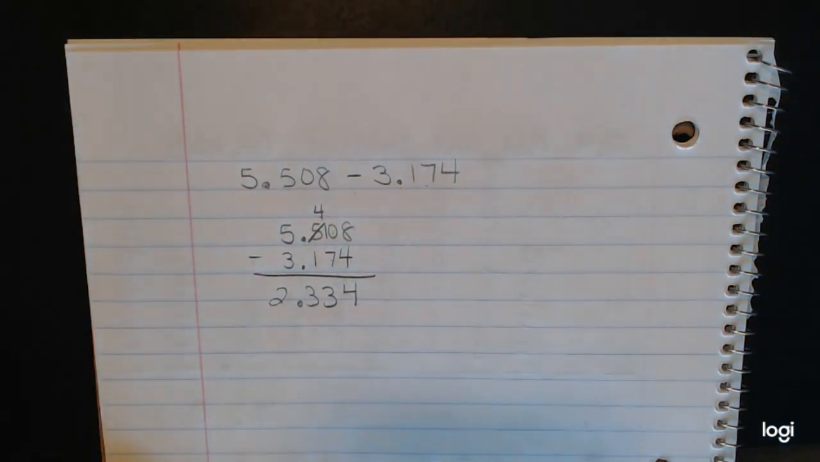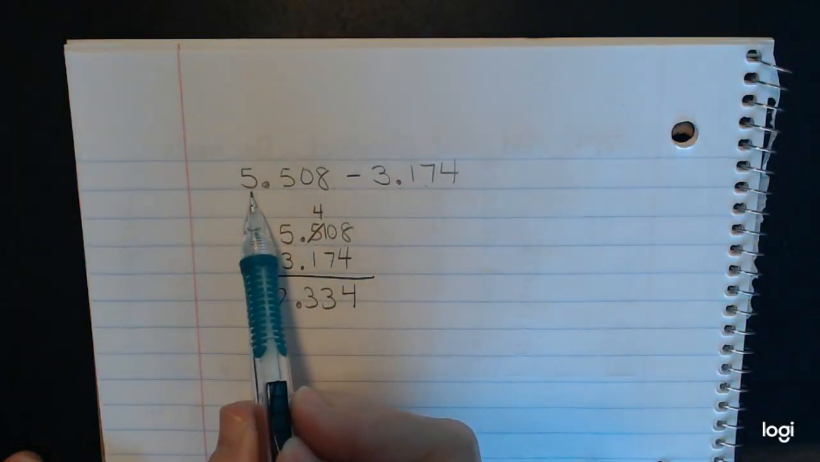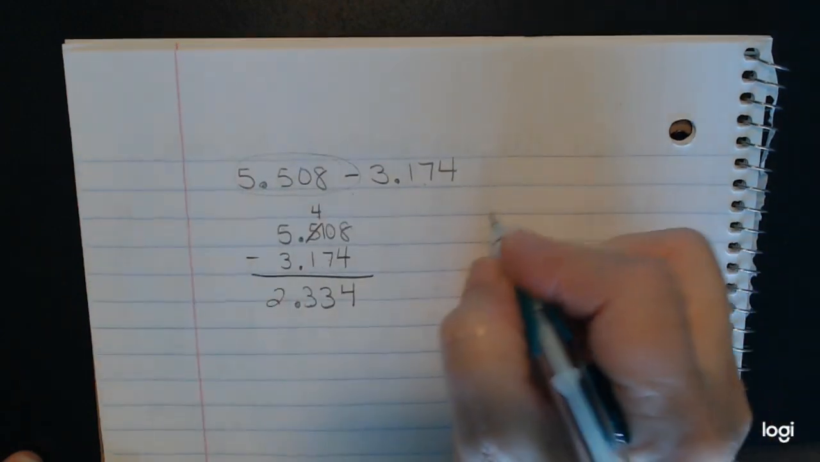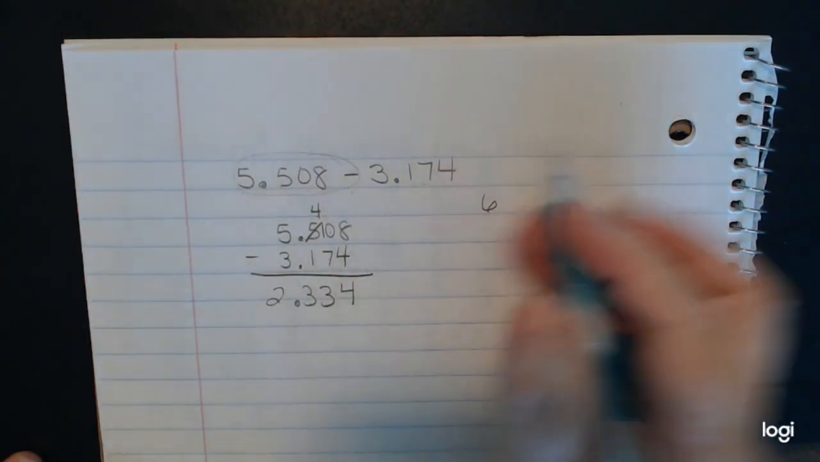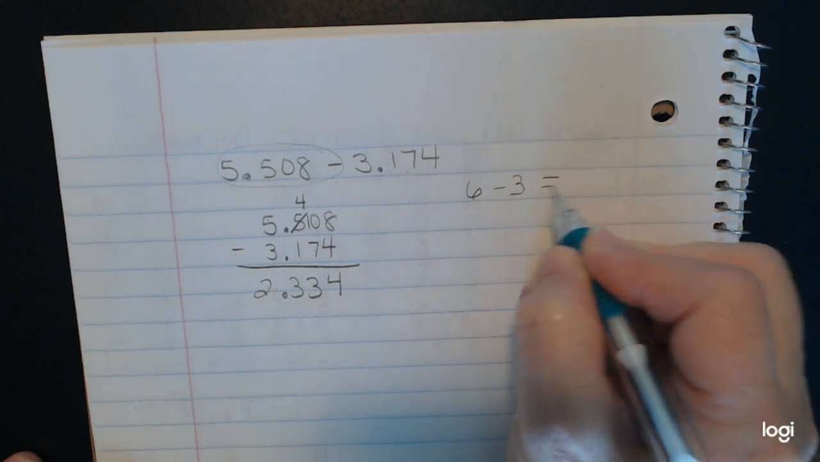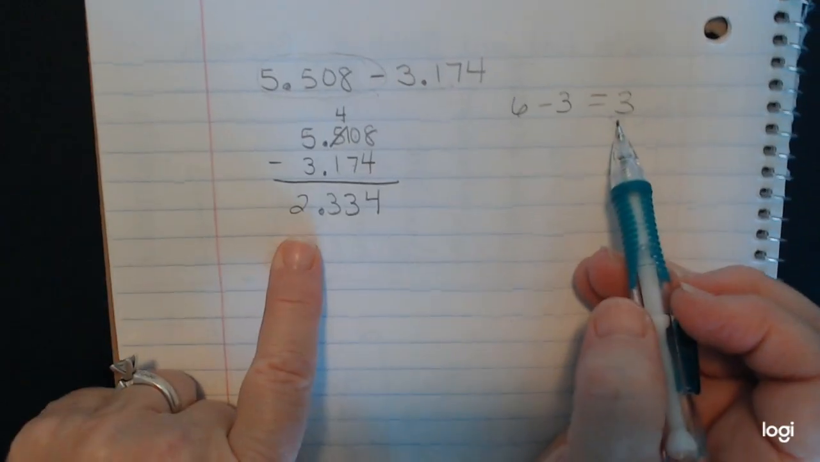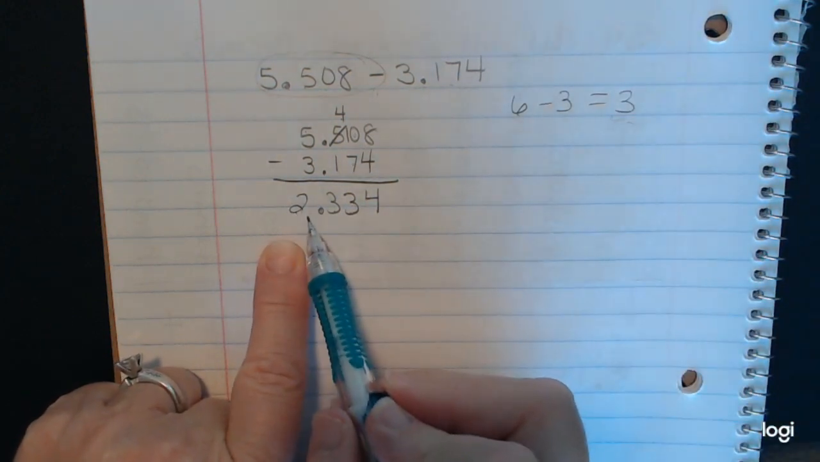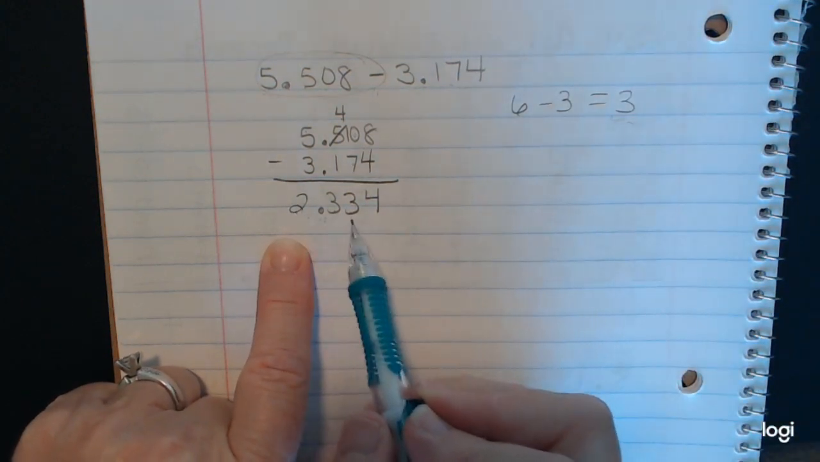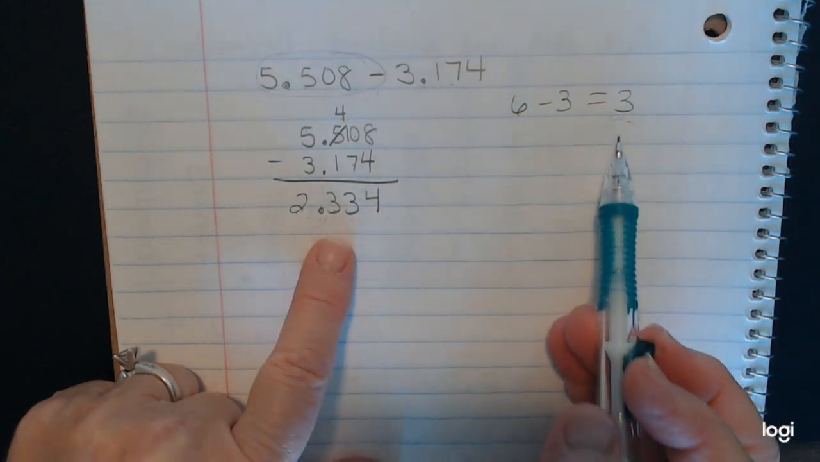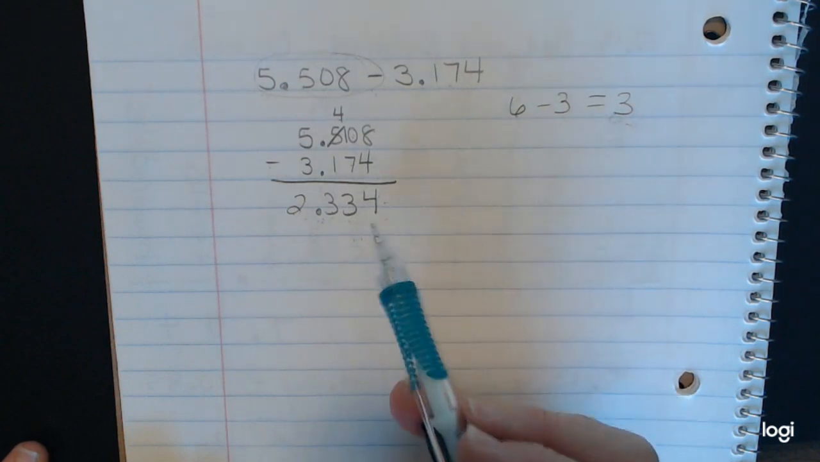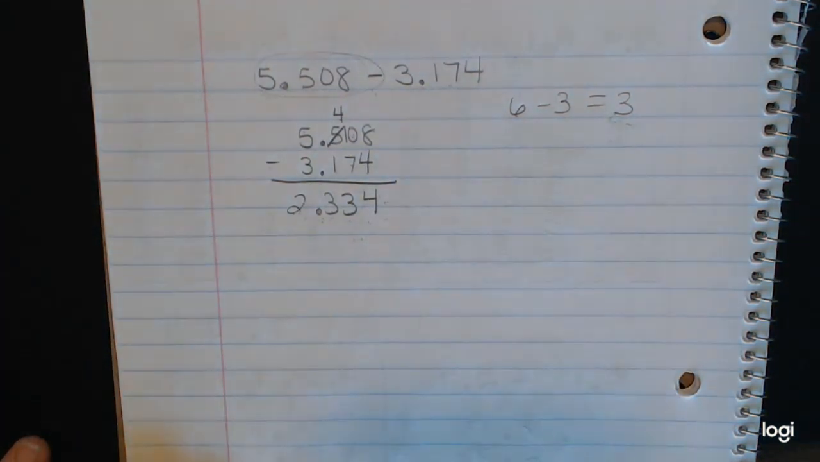thousandths. Now we could kind of estimate. So we could look at this as 5. This would probably round, if I rounded this, to a 6. And this would round to a 3. 6 minus 3 is 3. Now, are my answers fairly close? Yes. 3 is fairly close to 2 and 334 thousandths. So my answer is pretty close, I must have solved the problem correctly.